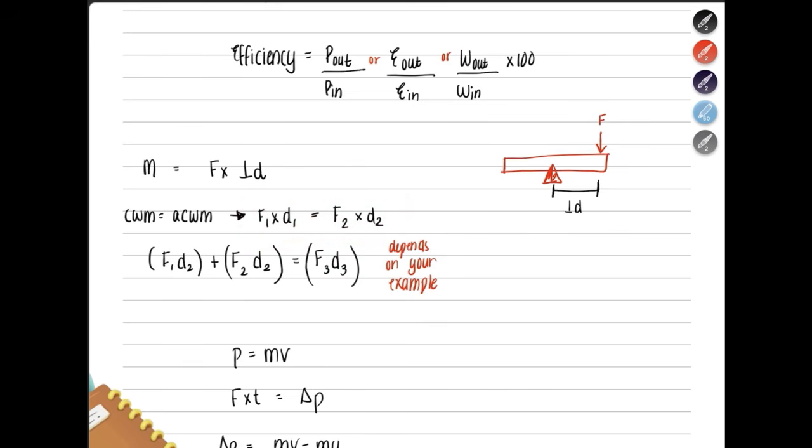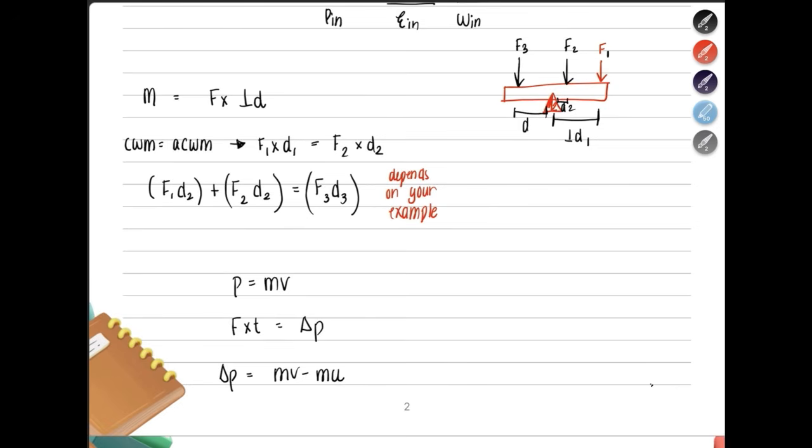Sometimes you can even have multiple moments on one side. For example, here you have one moment plus another moment. So for something like this, you will have F1 here and d1, and then you will also have F2 and then d2, right? And then on the other side, the anti-clockwise moment, it has F3 and d3. That means the F3 is on the other side, okay? So it basically depends on your example. You have to see which forces are acting in which direction.